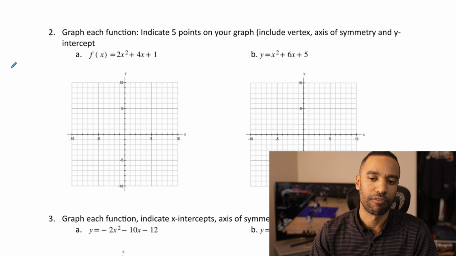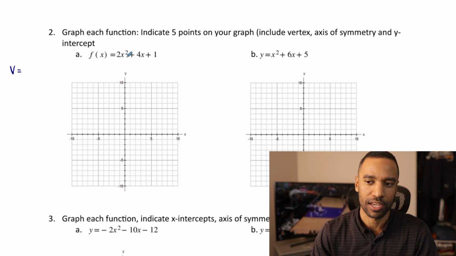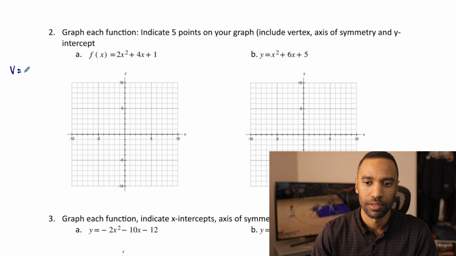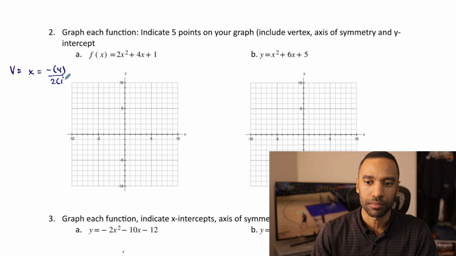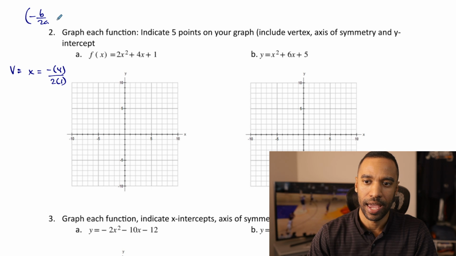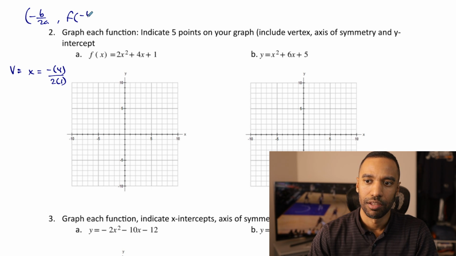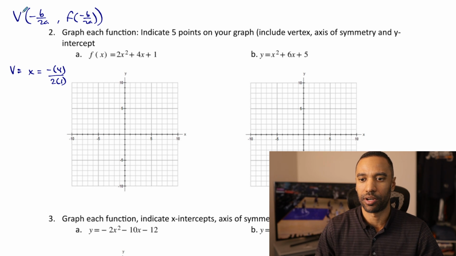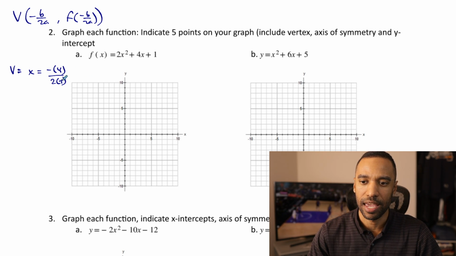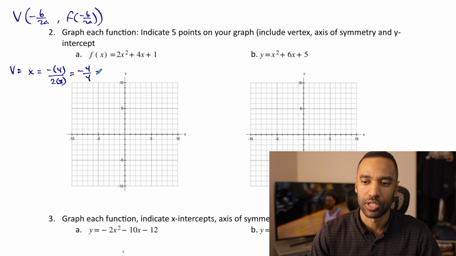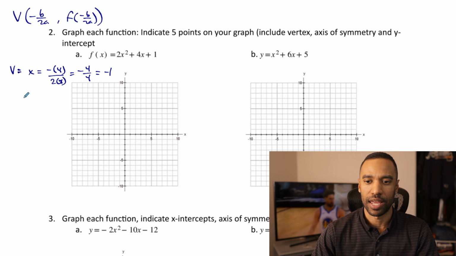One method of getting your vertex I mentioned before, this is ax squared plus bx plus c. Your vertex x value is at negative b over 2a, like that. When you plug in negative b over 2a into your equation, you get the y value of the vertex as well. This is where the vertex occurs. So a is 2. So this is negative 4 over 4, which is negative 1. The x value is negative 1.